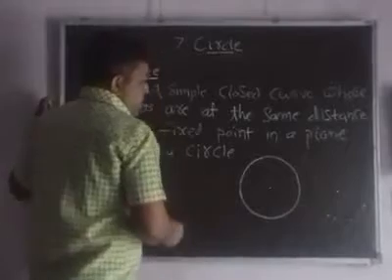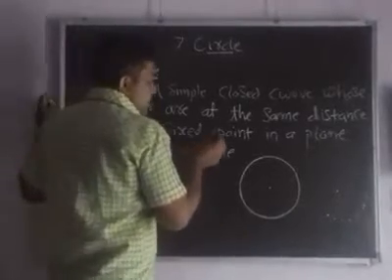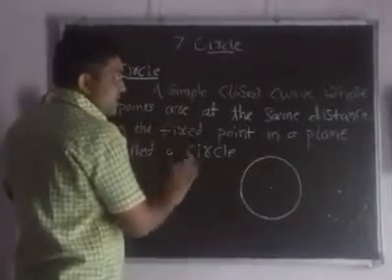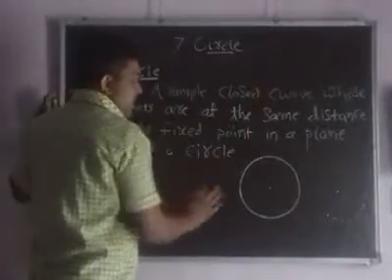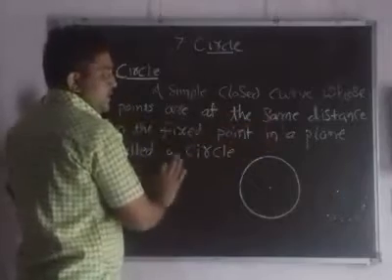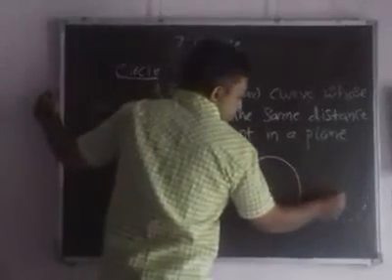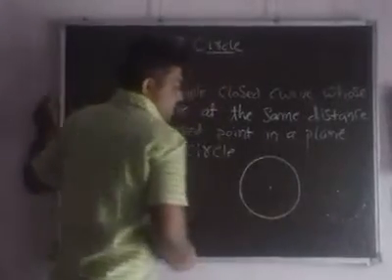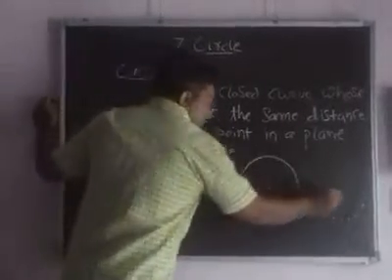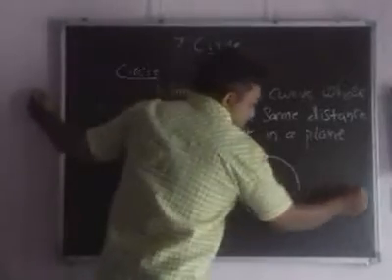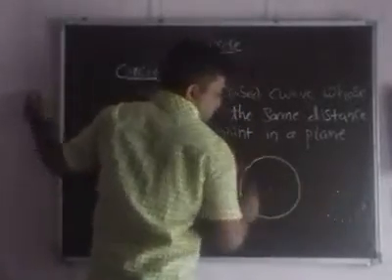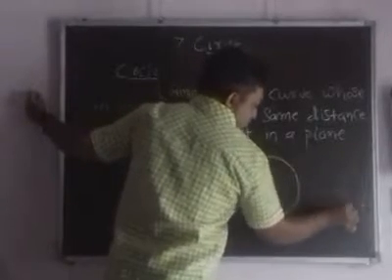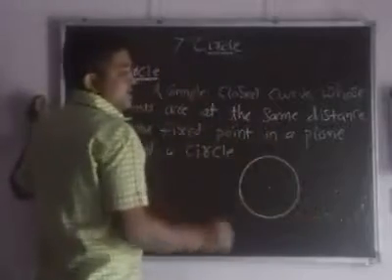Now, while explaining, there is a fixed point in this plane. What is plane? Plane is a flat surface which extends in all directions. Suppose this board is a plane. Here I have given this point on this plane, and the point is a fixed point. And suppose these are all points at a fixed distance. Suppose this one is at 2 centimeter, this one 2, this one 2. All the points are at the same distance.